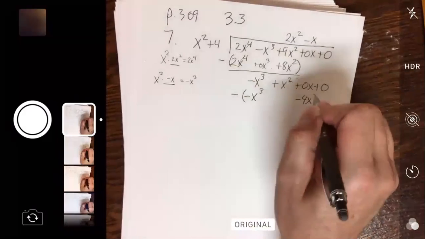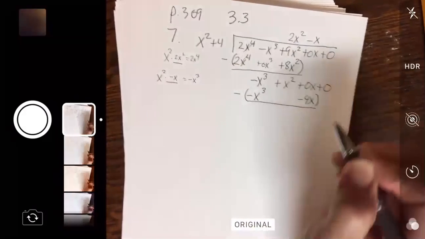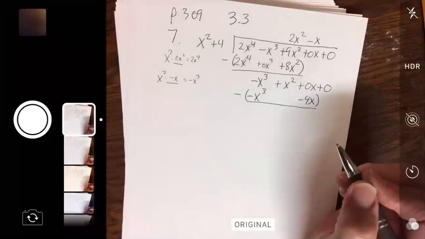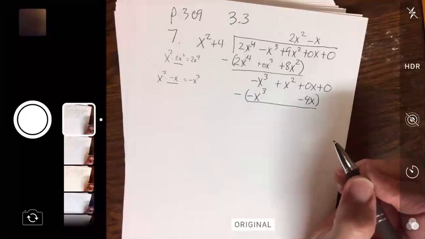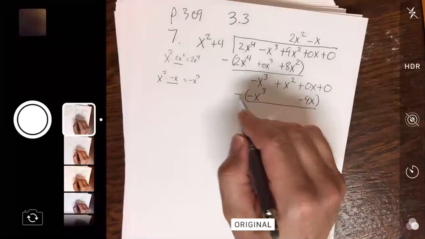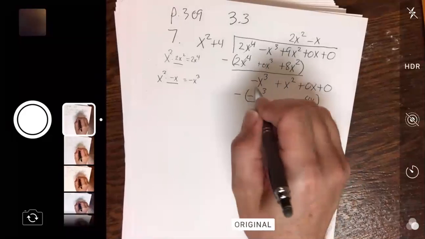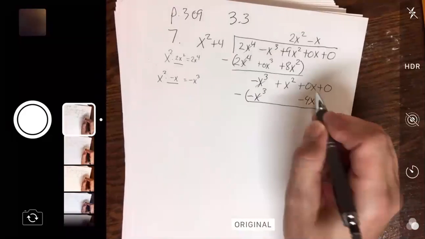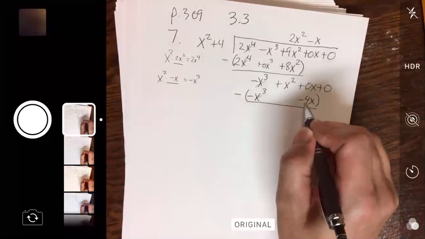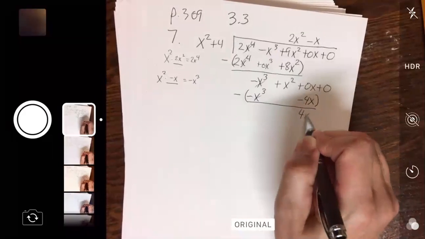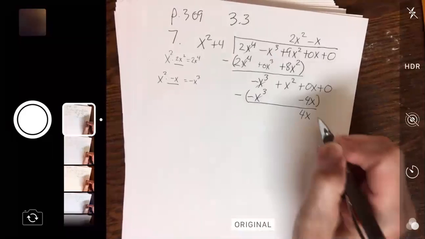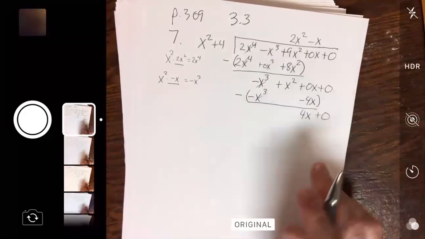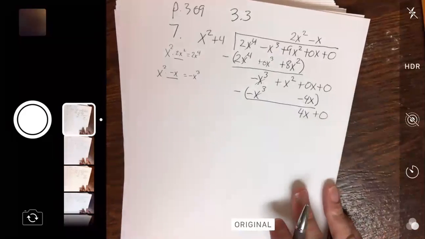Subtract, put this in parentheses, line up, and subtract the like pieces. Again, a negative minus a negative, that's negative add positive, these cancel. And 0 minus negative 4 is a positive 4x. I'll bring down the plus 0. Round 2 is done.